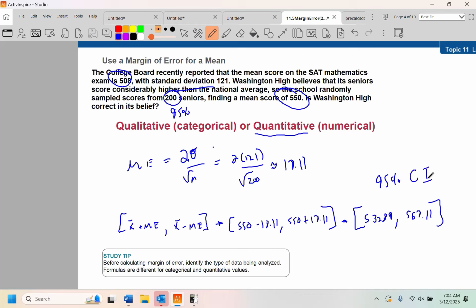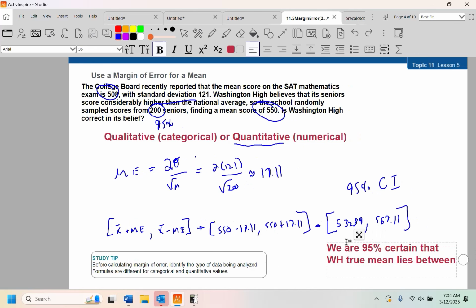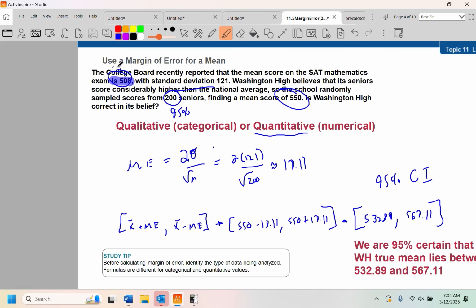Now, what does that mean? A lot of y'all just don't want to learn concepts. This means that we are 95% certain that this high school, Washington High's, true mean lies between 532.89 and 567.11. Now, the national average is 508. Okay, that's a big deal.